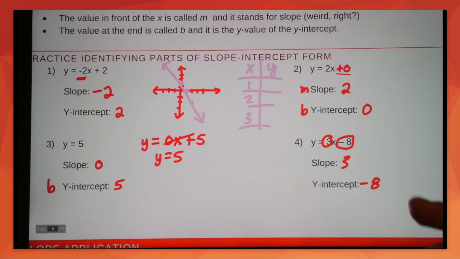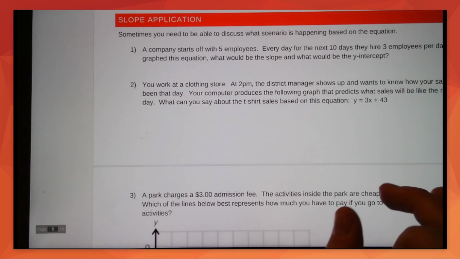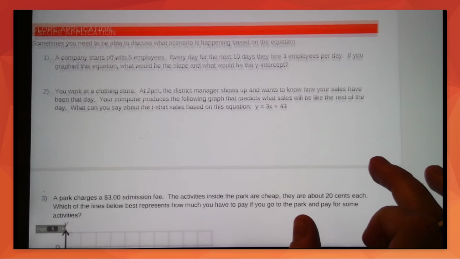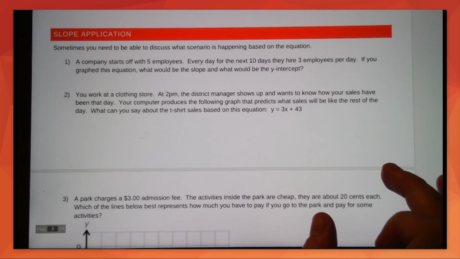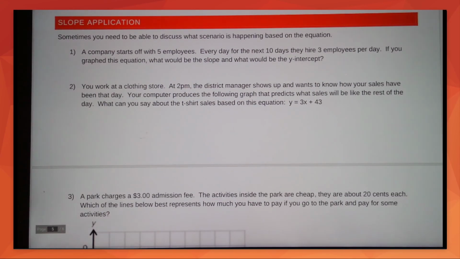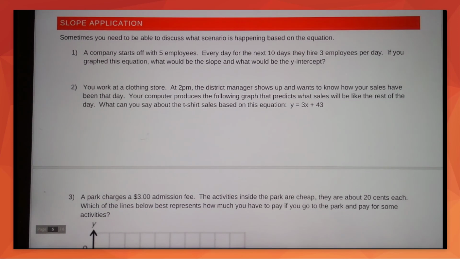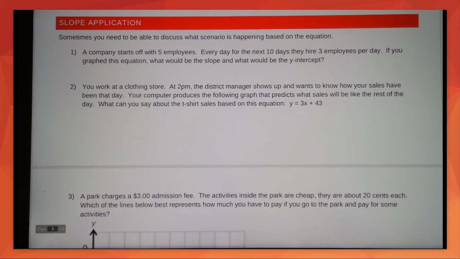Okay, time for the last section of this, which is about the application of the slope. So we have to apply this to real world situations so that it makes sense to us exactly what it is that we are doing. Let's start with number 1.